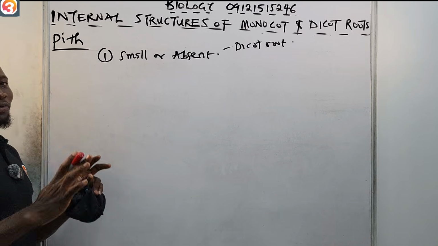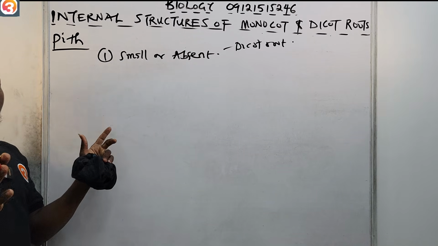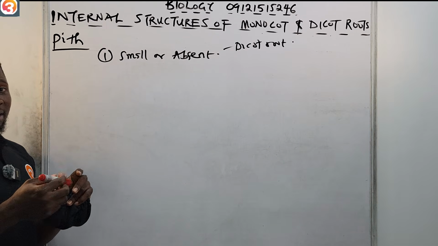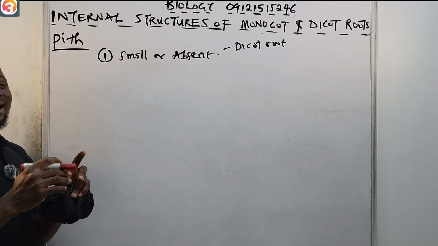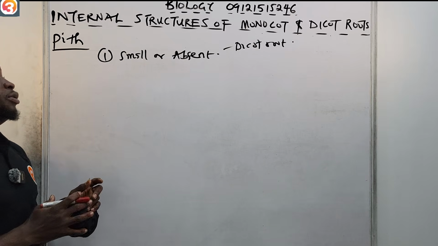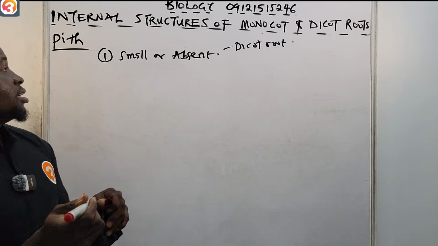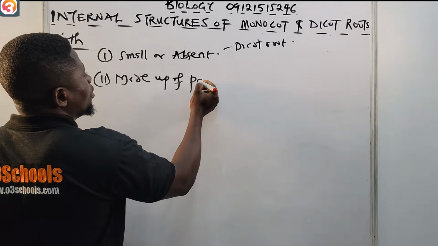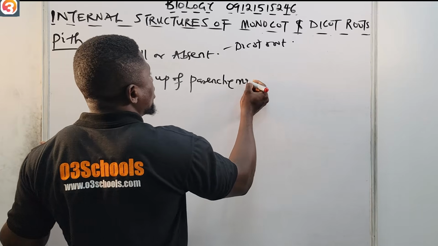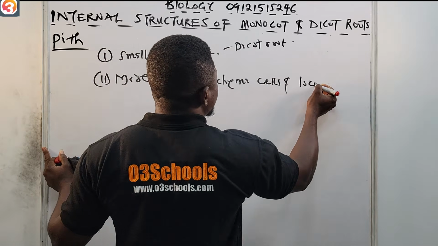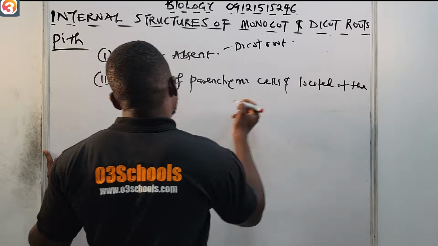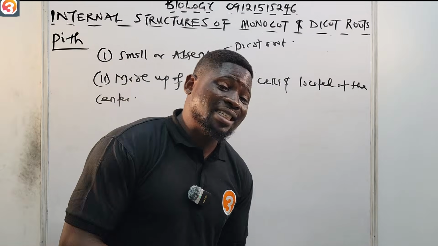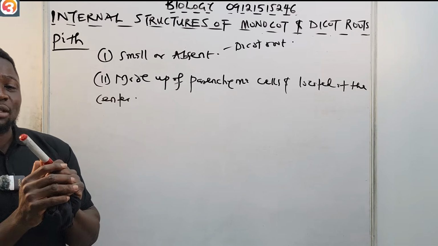Let me give you a tip. For monocot root, the pith is very large, very big. But for dicot root, it's very small or absent. It has parenchymal cells, and it is usually centrally placed. So that's all about the pith. Like I said, it is small or absent, made up of parenchymal cells and located at the center. Please take note of all of these characteristics of these internal structures of the dicot root that we have just looked at.